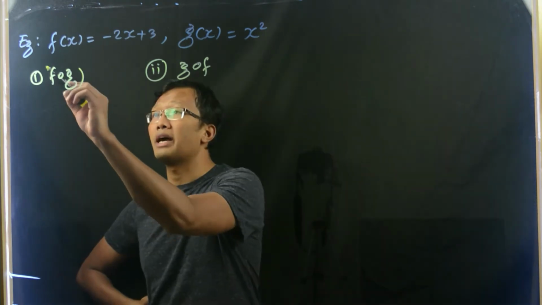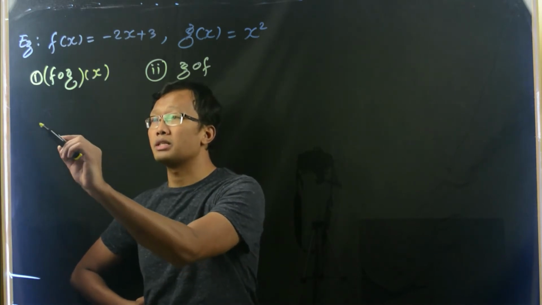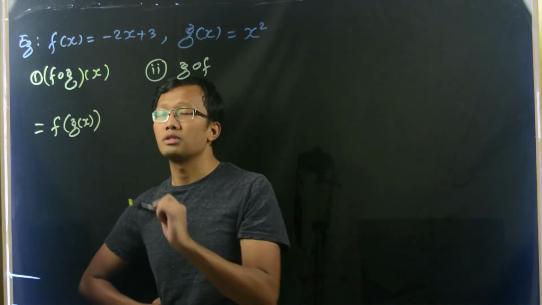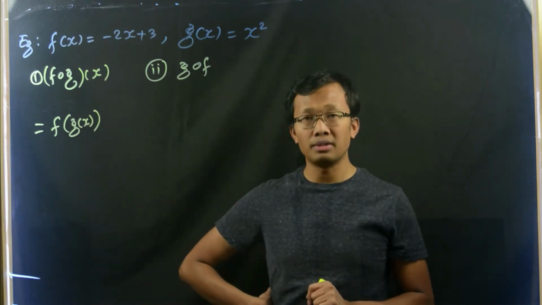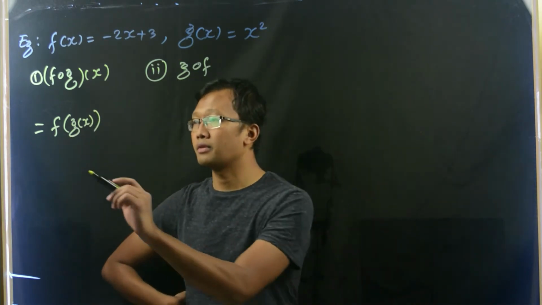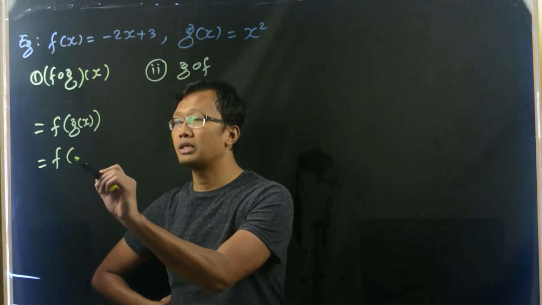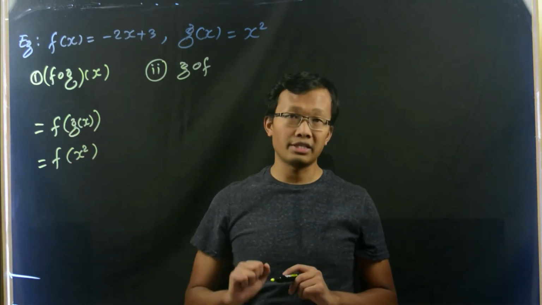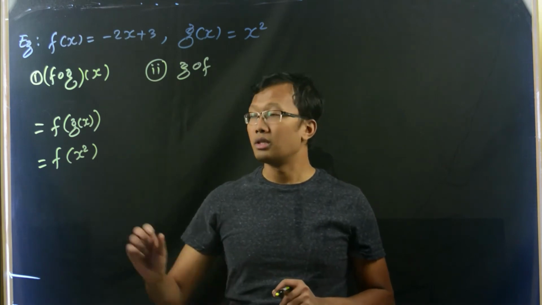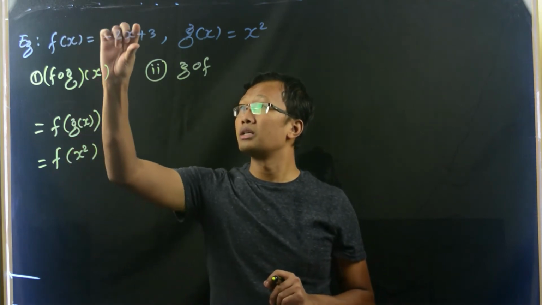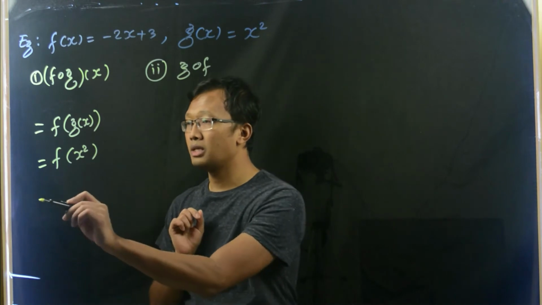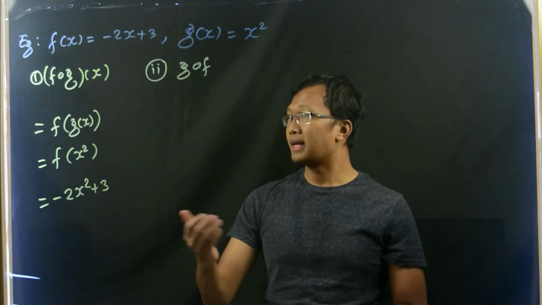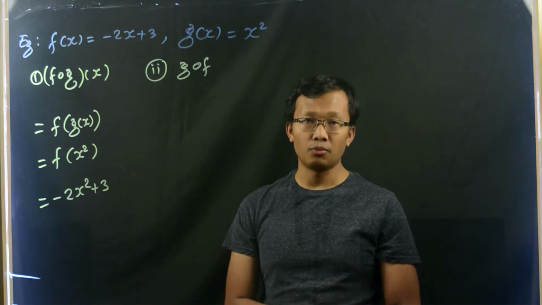Okay. f of g of x can be written as f(g(x)). So g(x) is treated as the input value for f. So this would be f of x square. g(x) is x square, so I plug in x square here. That gives me negative 2x square plus 3. That's the general composition of the function.